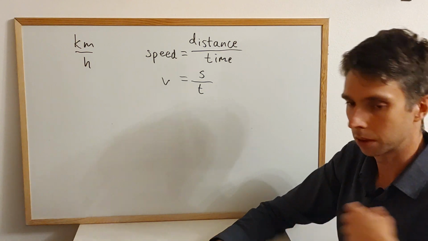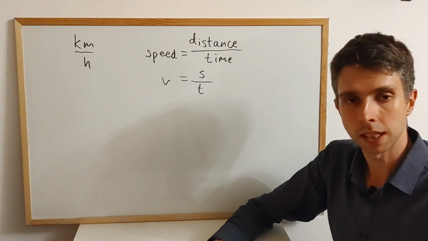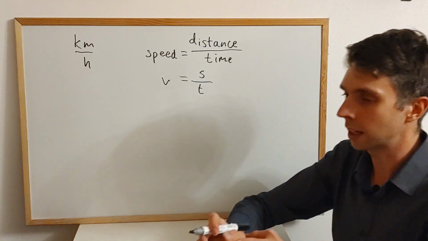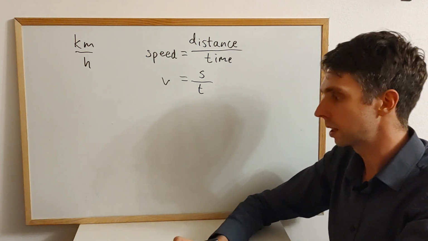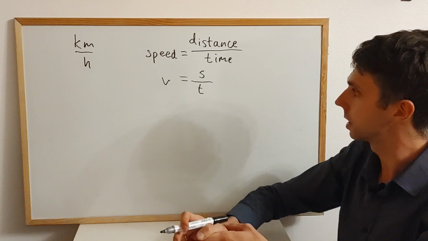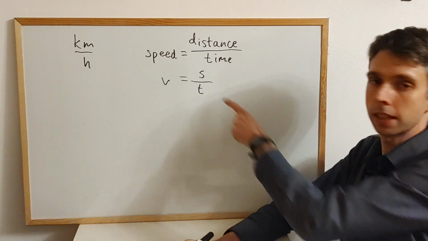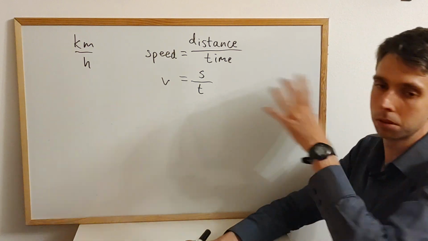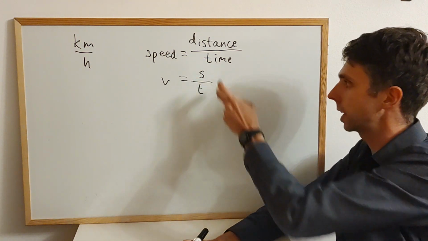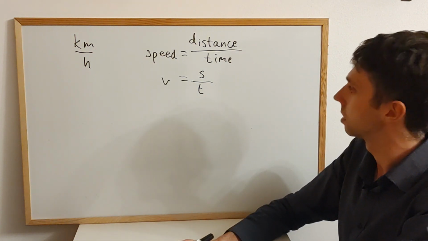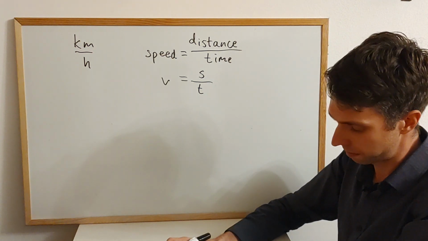So for example, you drive a car through the city and you start from traffic lights, you accelerate, then you decelerate, and so on and so forth. But if you then measure your total distance and the time of the whole journey, you divide this total distance by total time, you obtain speed, the average speed.